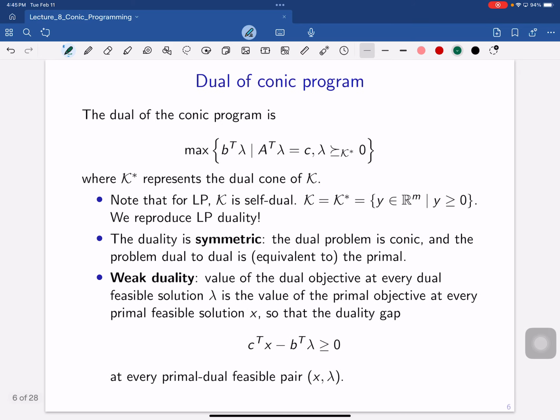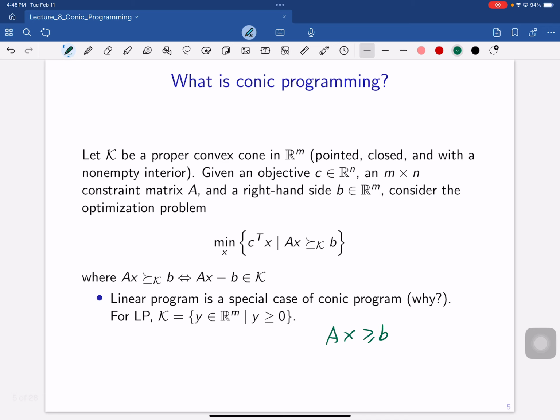Now let's use the concept we learned from last lecture to derive the dual of this conic program. Let's think about this step by step. Let's try to recall how we derive the dual of a linear program. Remember we use a Lagrangian multiplier to multiply the linear inequalities, or sometimes you have linear equalities.